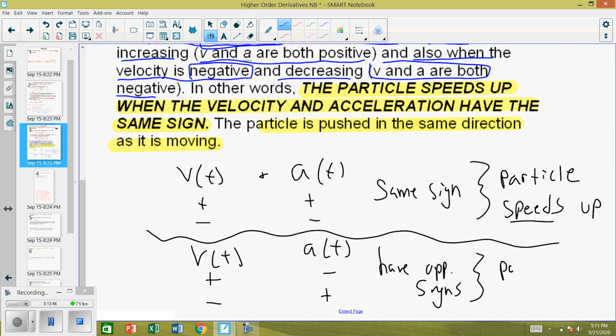Then the particle slows down, or the person or the object, whatever we're looking at in the context of the problem, is slowing down.